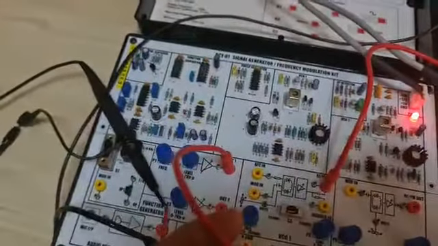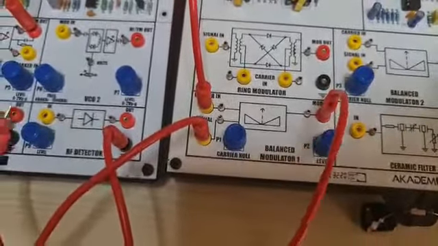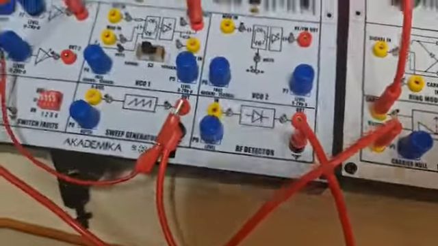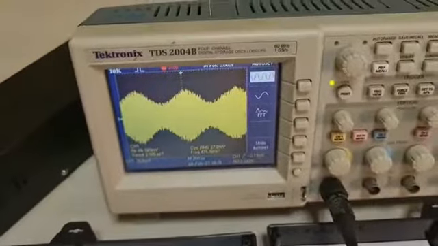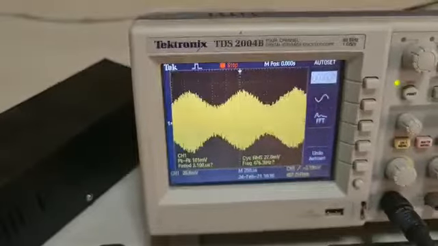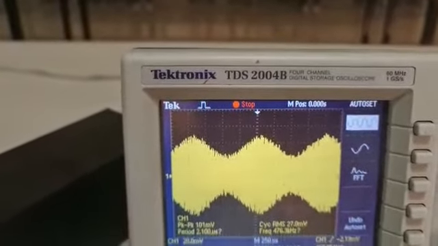For example, we are using this balanced modulator 1. The low frequency signal from the first function generator is given to the input of this balanced modulator. The high frequency signal is given to the second input, the carrier input. The output of this balanced modulator is given through this connecting probe to one channel of your CRO. And here, this is the amplitude modulated signal. You must have seen the waveform. This is your amplitude modulated waveform with a frequency of 457 kilohertz.